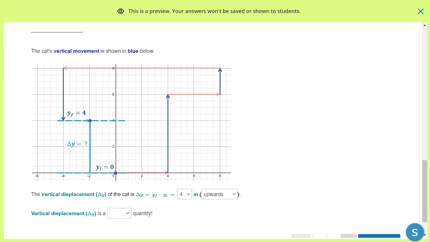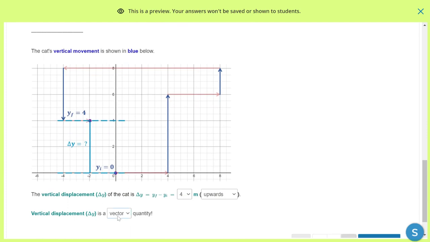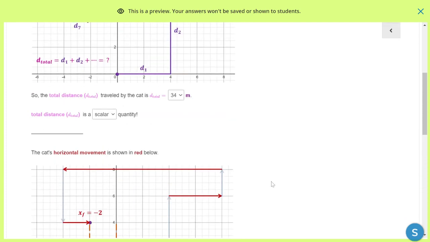So she moved 4 meters, and the fact that it's positive means that she's gone upwards from her starting point. Since it's carrying a direction with this measurement, that is a vector quantity. So both horizontal displacement and vertical displacement are vectors. Distance is a scalar quantity. It does not come with a direction. We're only talking about how far something went, period. That's it.